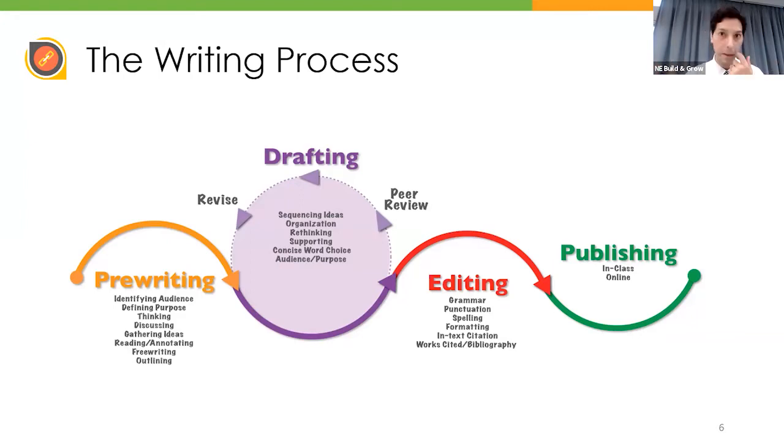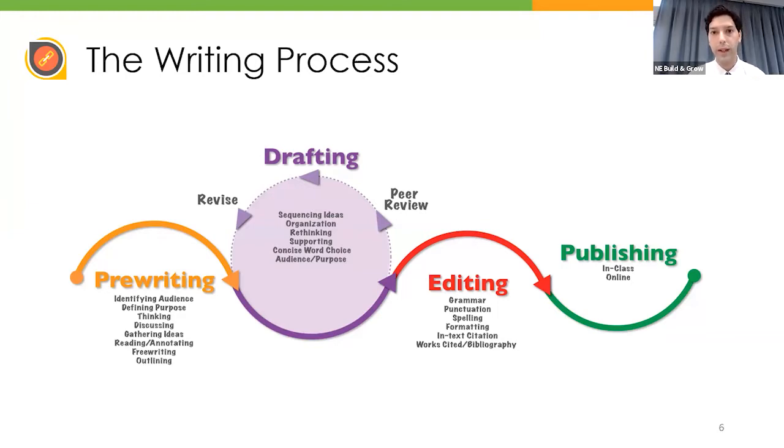And from there, we can start and move to the drafting process. So what does the drafting process involve? First, it involves sequencing your ideas, organization, rethinking some ideas that you had that maybe don't fit so well, supporting ideas, supporting your opinions, concise word choice, audience, and purpose. And finally, if you look at these arrows here, you'll see that the drafting process goes in a circle, because after you finished your draft, you revise your draft, then your teacher will give you some instructions or some feedback, and then we're going to also do peer review, right?